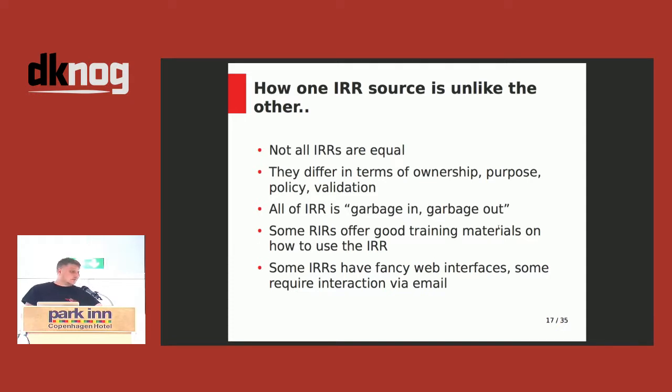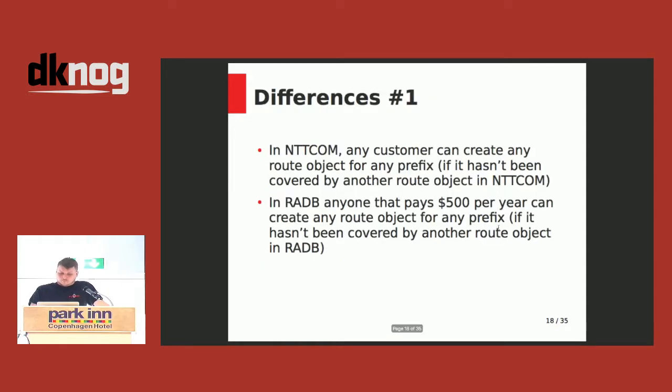Some RARs have excellent training material. For instance, RIPE is really leading in this space. They have online webinars, there's pretty decent documentation. They fly around the world to teach people how to use the RIPE database. But not all RARs do this. And I think you can also see this in the quality of the data, where the less knowledge distribution occurs, the lower the quality of the data is.